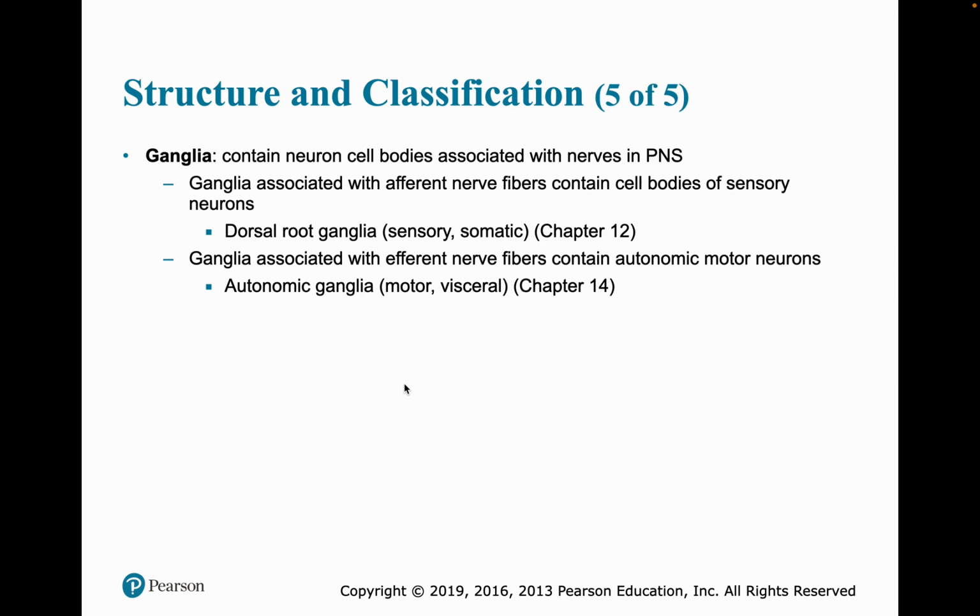Ganglia are cell bodies that are associated with nerves in the peripheral nervous system. The ganglia are associated with afferent nerves. They contain cell bodies of sensory neurons. That would include dorsal root ganglia, which are sensory somatic. Ganglia associated with the efferent nerve fibers contain autonomic motor neurons. They would be the autonomic ganglia, which we will cover in the next chapter.